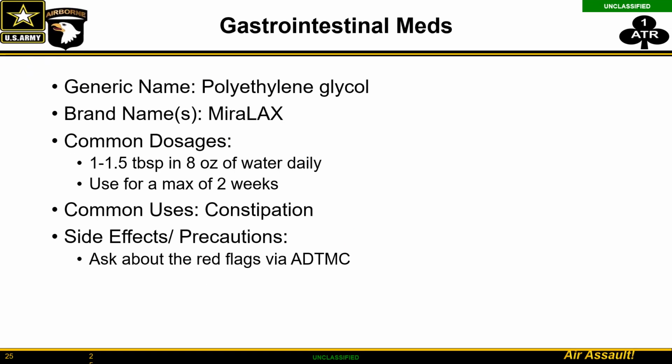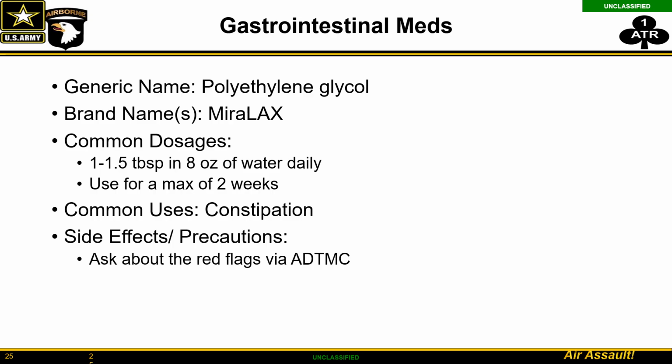Miralax, also known as polyethylene glycol, but nobody ever really calls it that. So just Miralax. This one is great because you're kind of killing two birds with one stone. Yes, this is an osmotic laxative, so it's going to get things moving. But because you mix it up in water, it's also forcing them to drink more water. And so that's what's great about this one.